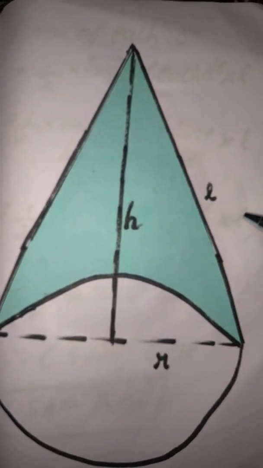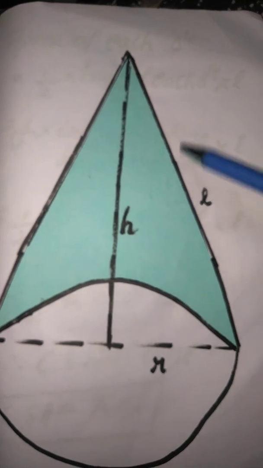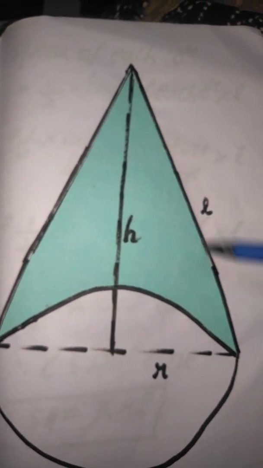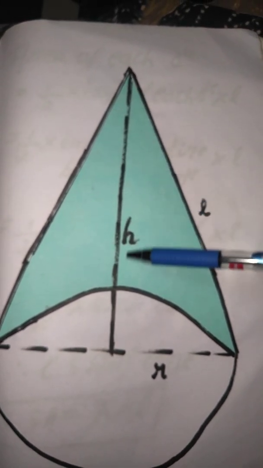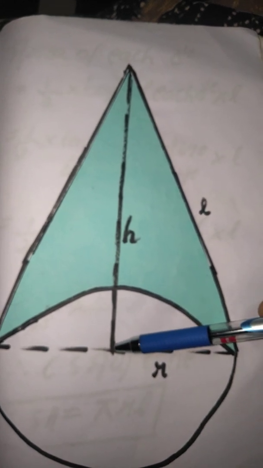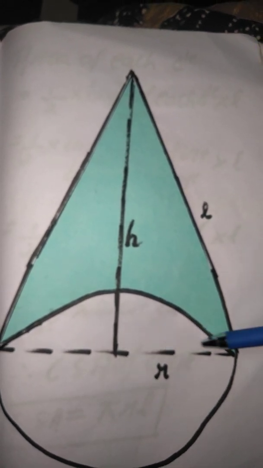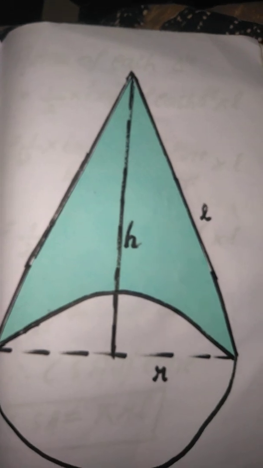Here in the cone there will be two kinds of height. One is known as a slant height and the another one is known as a height which connects the tip of the cone to the center of the circle, and this is called the radius of the circle.